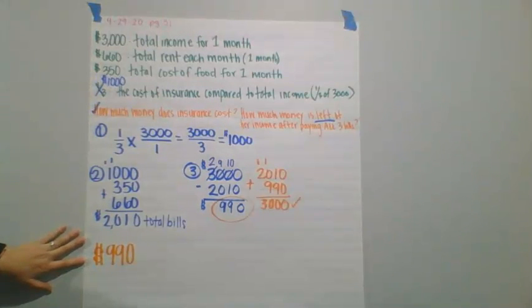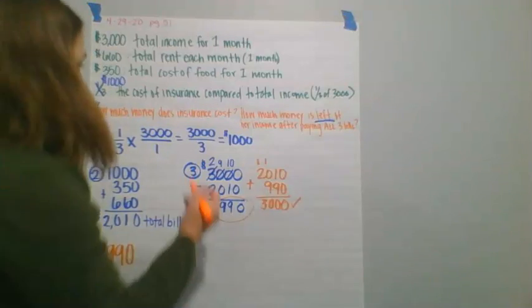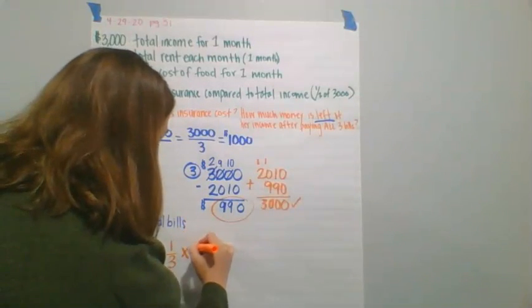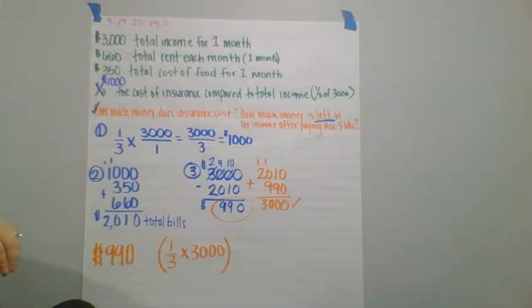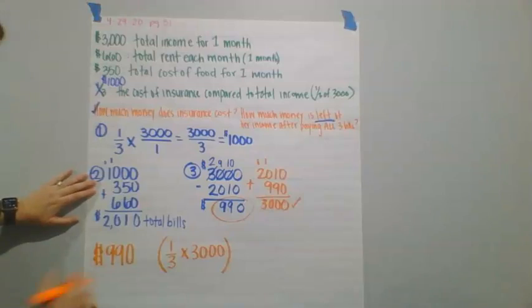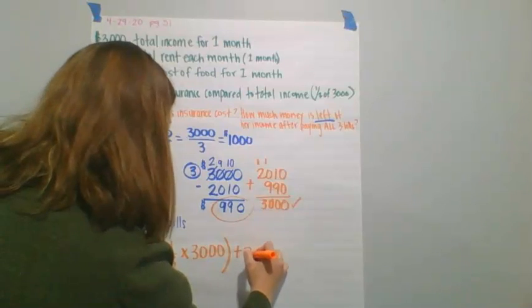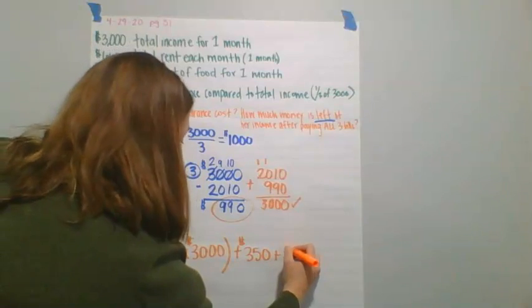And for our number sentence, we want to make sure that we're breaking it apart and doing all of our sections. So we have 3 parts that we did, and we want to make sure that we're representing all 3 of those. So first thing that we want to do is we want to take 1/3 and multiply it by 3,000. Because that told us how much insurance is going to cost us. Then after we did that, we want to go on to step 2, which is where we take our 2 additional quantities and add those. So 350 plus 660.